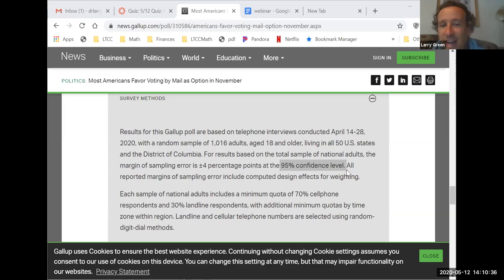So they decided that 95% is good enough, that it's okay if they're wrong 5% of the time. And they chose that. They could have chosen 99, they could have chosen 90. Again, we'll talk about the pros and cons of those. Any questions so far on this idea?